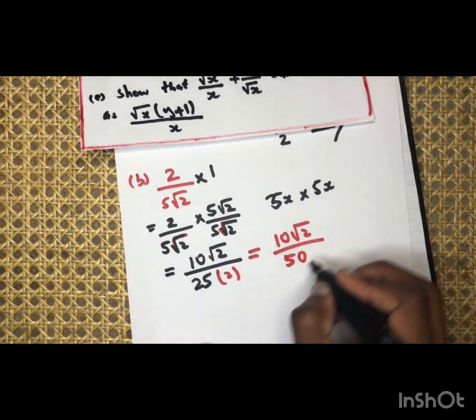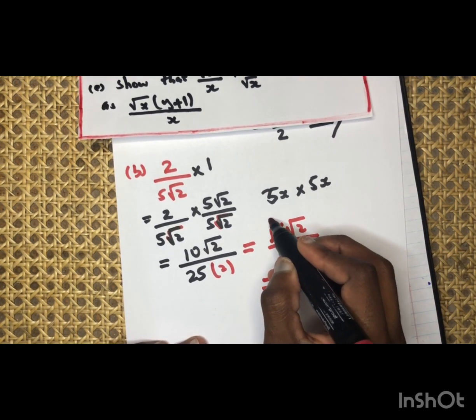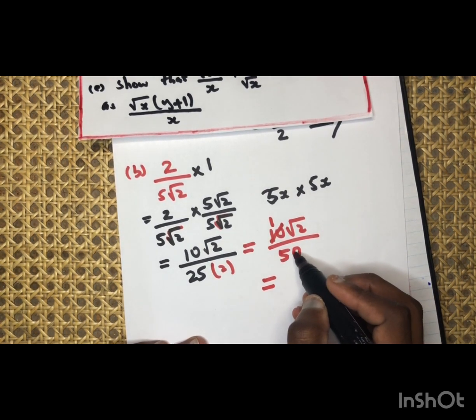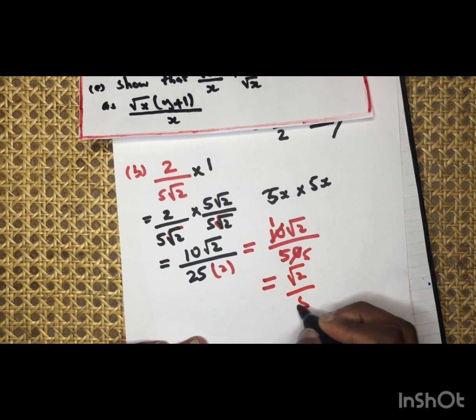Now it's easy now, guys. Then you ask yourself, 10 goes into 10 one time, 10 goes into 50 five times. So your answer is going to be root 2 over 5.